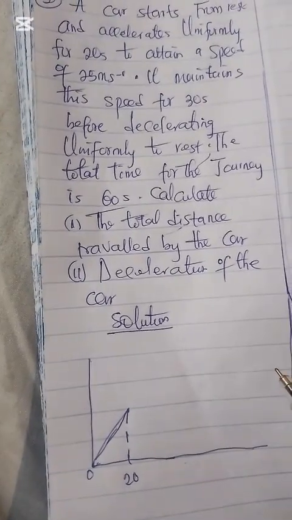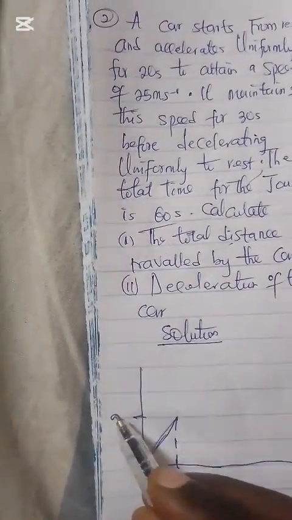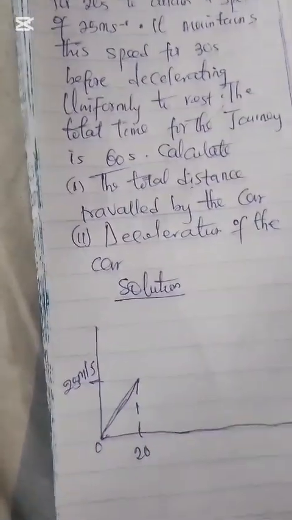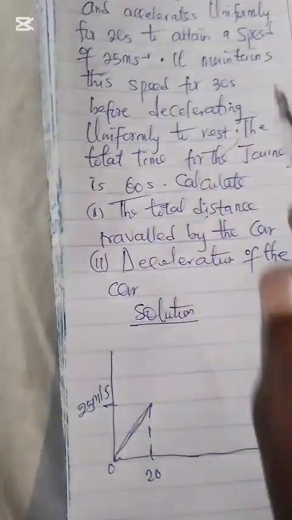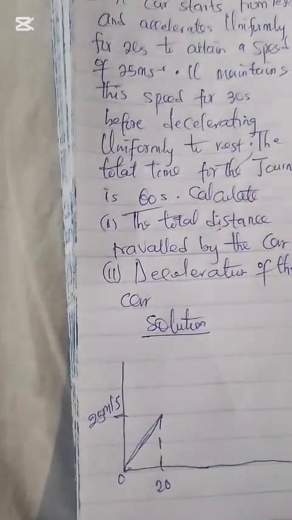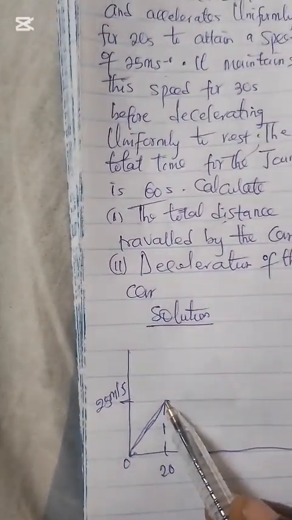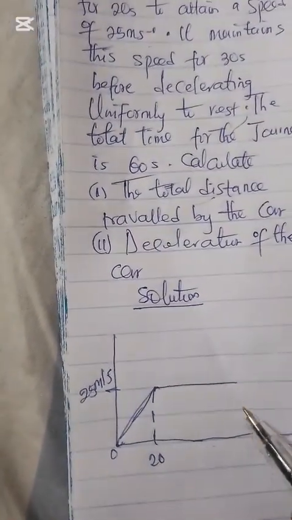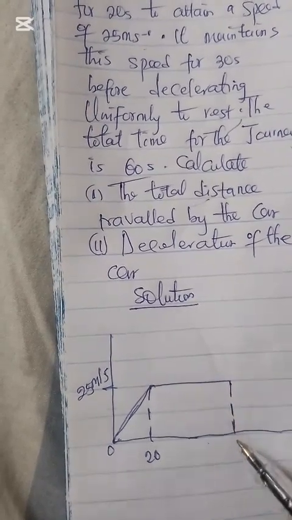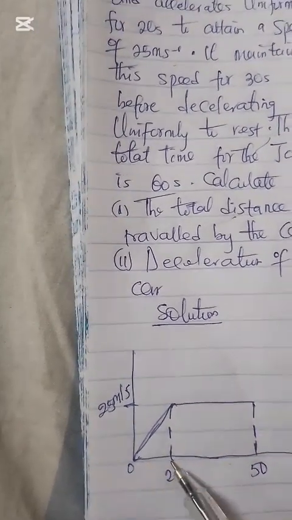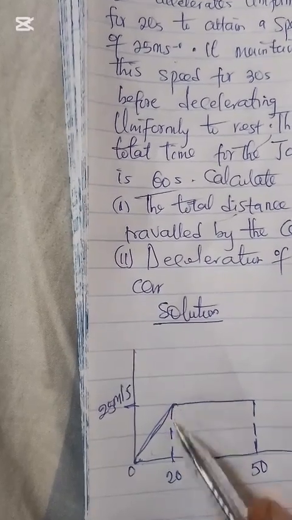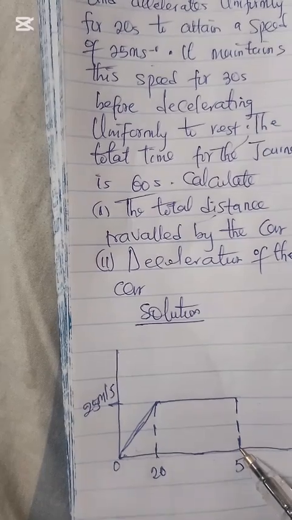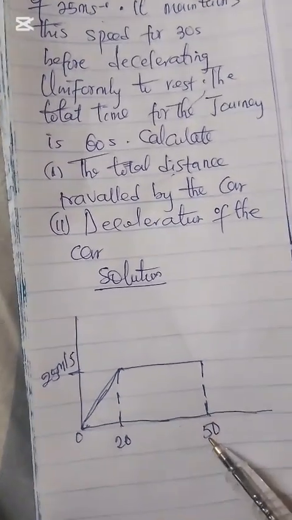For 20 seconds, to attain a speed of 25, which means the speed here will be 25 meters per second. I hope that is clear. To attain a speed of 25 meters per second, it maintains this speed for 30 seconds. So that speed of 25 was now maintained for 30 seconds. So if you add 30 to 20 seconds, you are going to have 50. Total time spent now is 50. Remember, the first time used to accelerate was 20 seconds. This speed was now maintained for another 30 seconds, which if you add 30 to 20, you have 50 seconds.